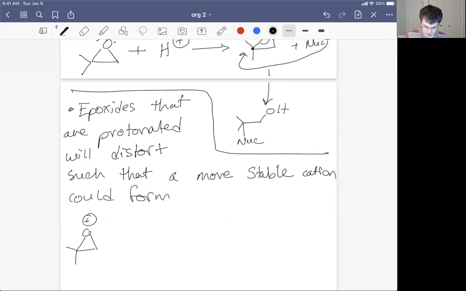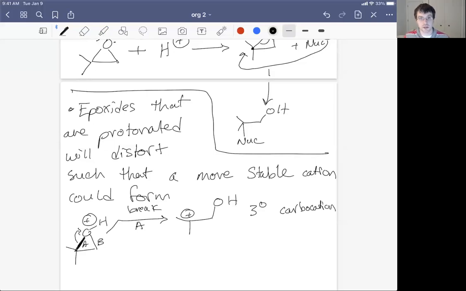we have two choices. We could distort or lengthen bond A or bond B, A on the left and B on the right. Let's consider an alternative. What if we break A and we push A up and onto the oxygen? If we break A, then we get a tertiary carbocation. And as we had talked about when we were looking at tert-butyl ethers being cleaved under acidic conditions, this is more stable, so very stable.